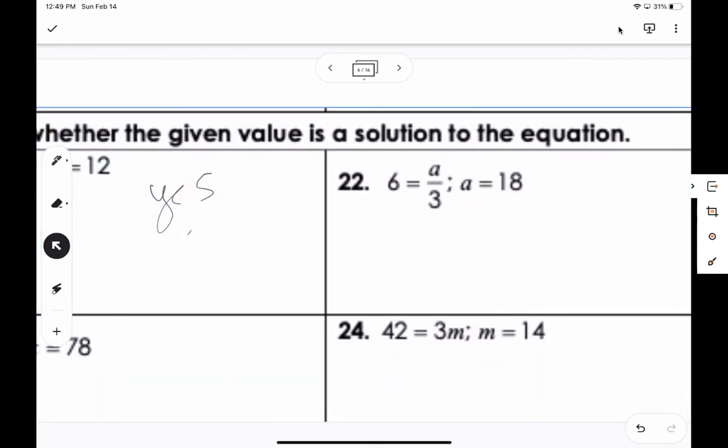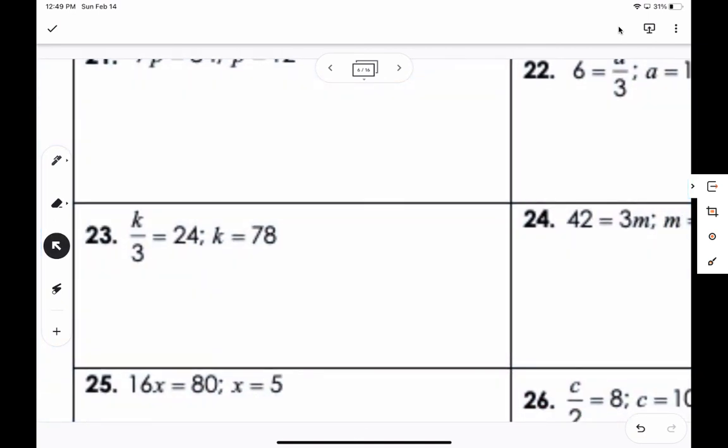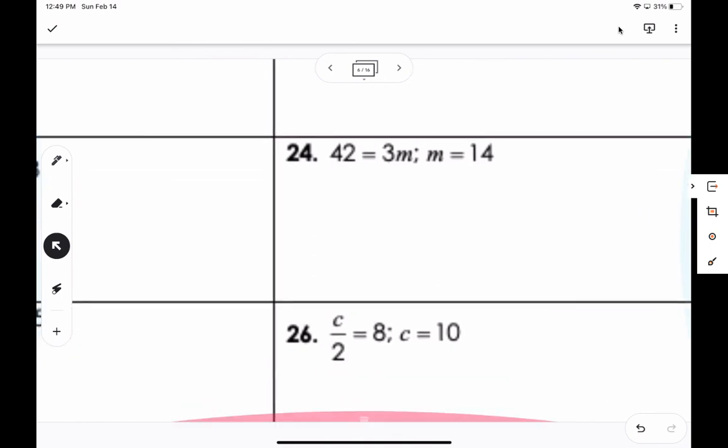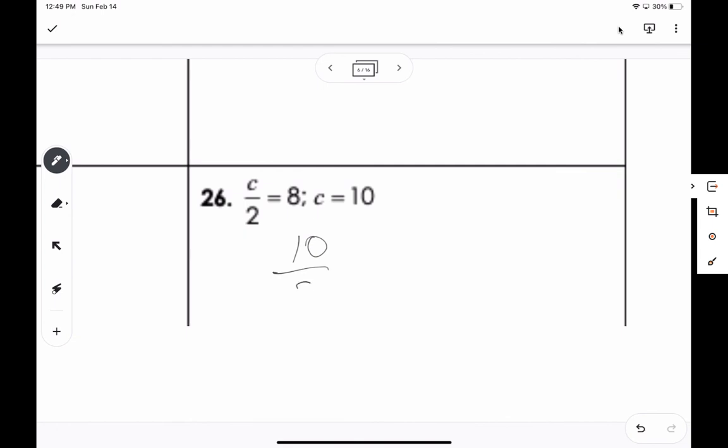Okay. We go over here. Does A equal 18? I plug everything in. Does 18 divided by 3 equal 6? It does. So yes, A equals 18. All right, you try one. Let's do number 26. Okay. Does C equal 10? 10 divided by 2, does that equal 8? No, actually it doesn't. 10 minus 2 does, but that's not minus, that's division. So no, that is not a true statement.